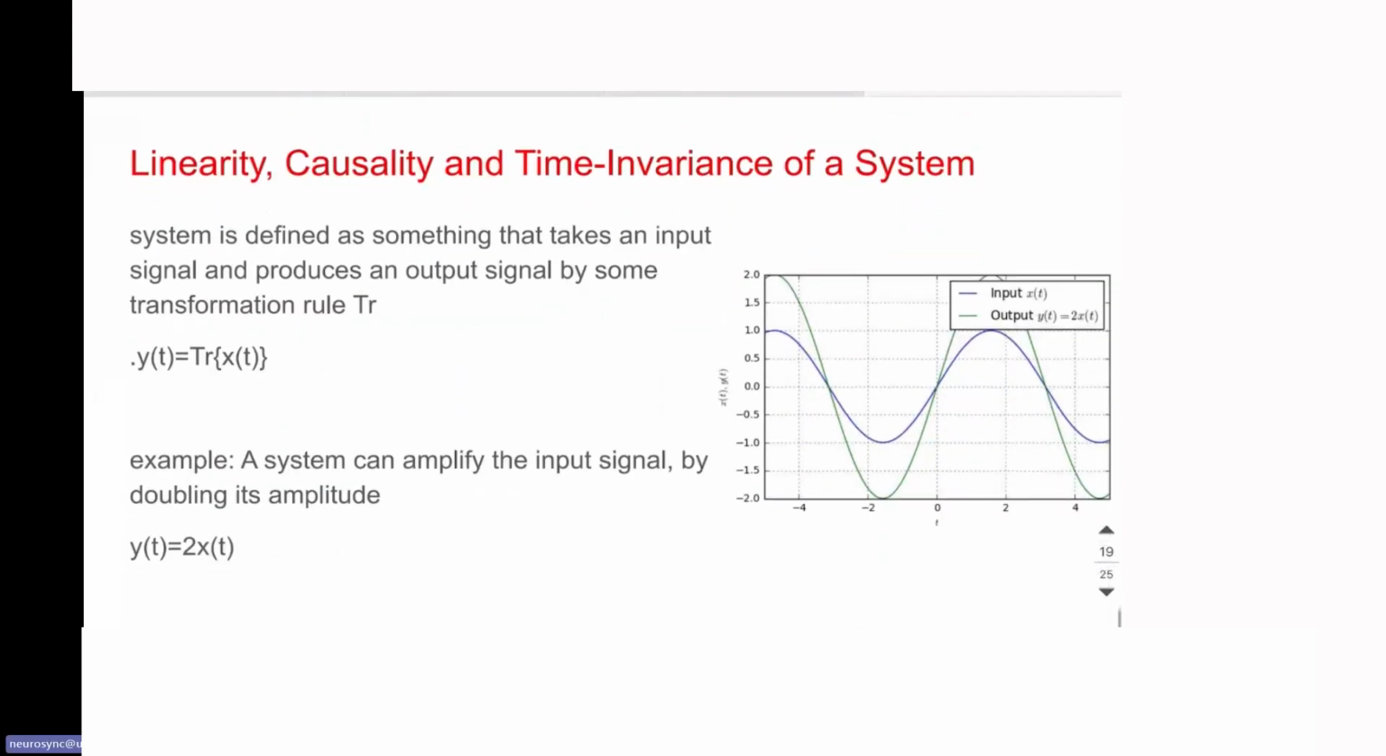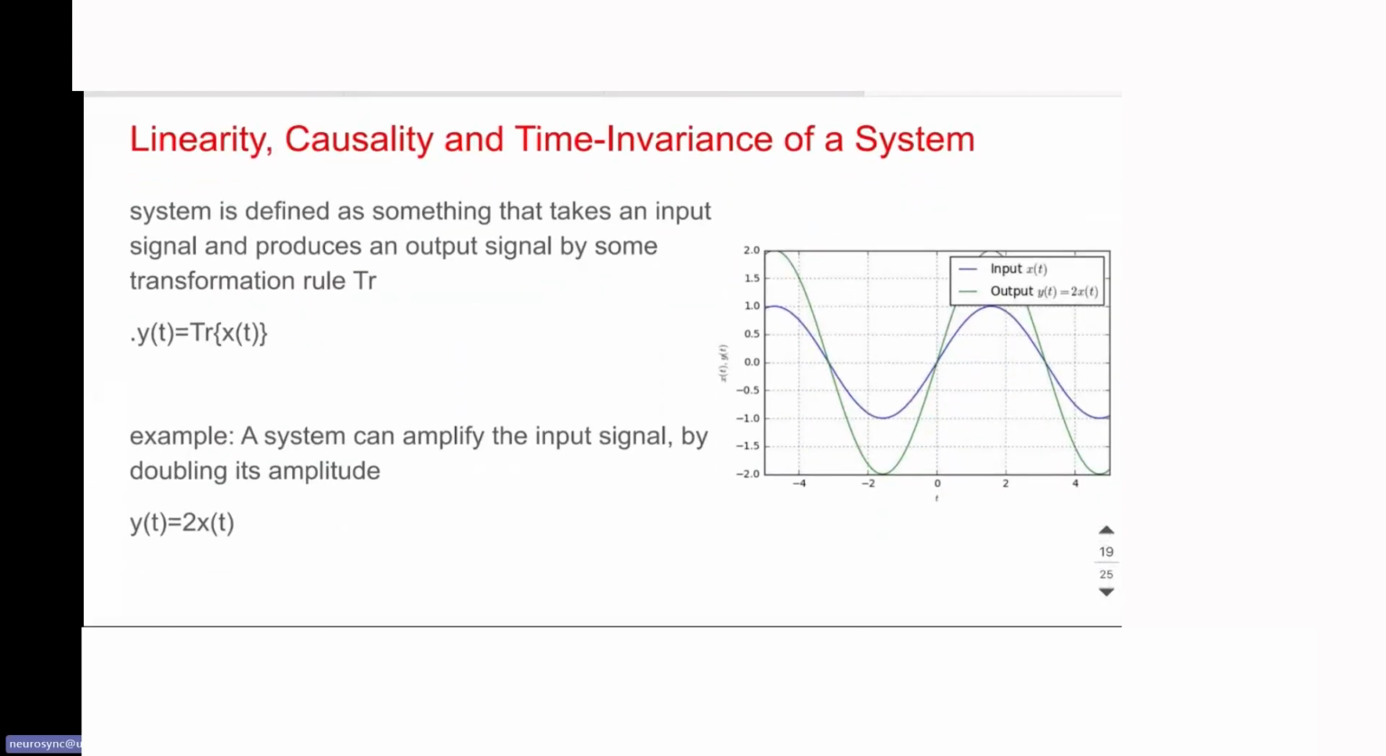Now, there are very important properties of systems. These are the very important properties: linearity, causality, and time invariance.